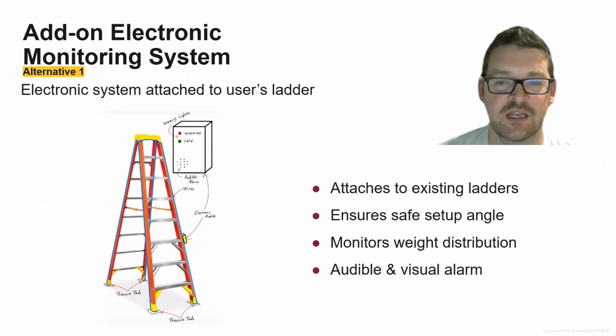Concept number 1 is an electronic monitoring system that mounts to a user's existing ladder. This system will ensure a safe setup angle, monitor weight distribution to prevent tipping, and provide audible and visual indicators if the condition becomes unsafe. The advantage of this approach is that it adds safety features without requiring the customer to buy a completely new ladder. It also gives the user real-time feedback during both setup and use.